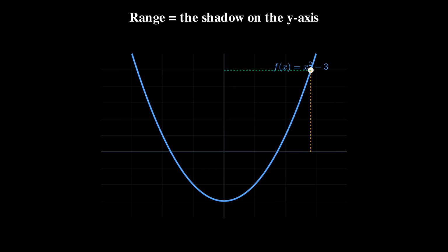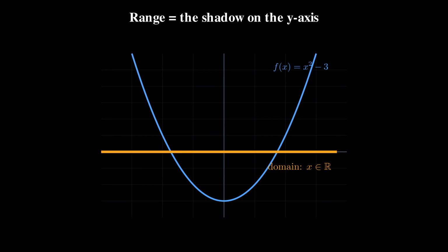Watch the y shadow. It dips right down to the bottom of the curve and then climbs. But it never goes below the lowest point. So there are the two answers, straight off the graph. The domain is the whole x-axis. Every real number is a legal input.